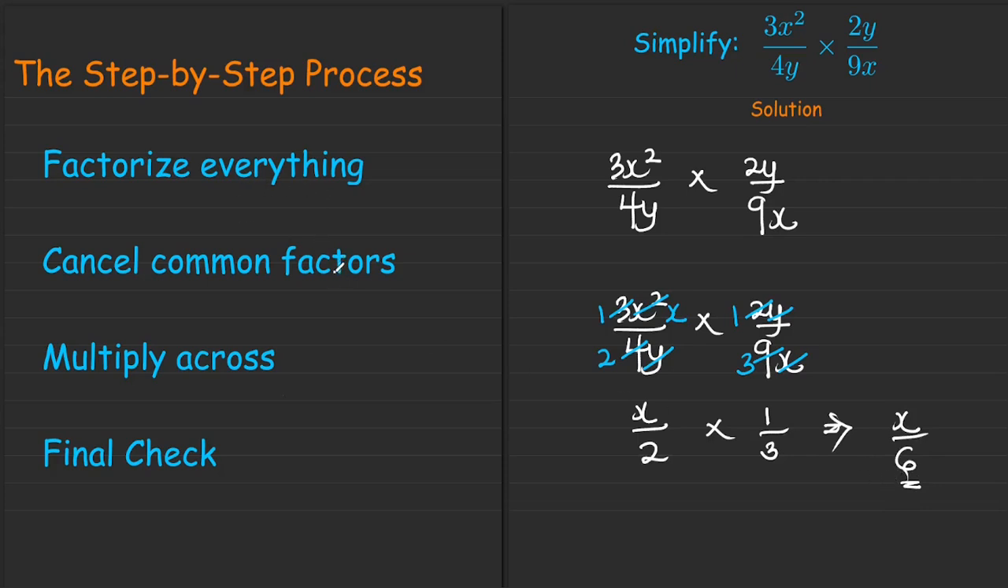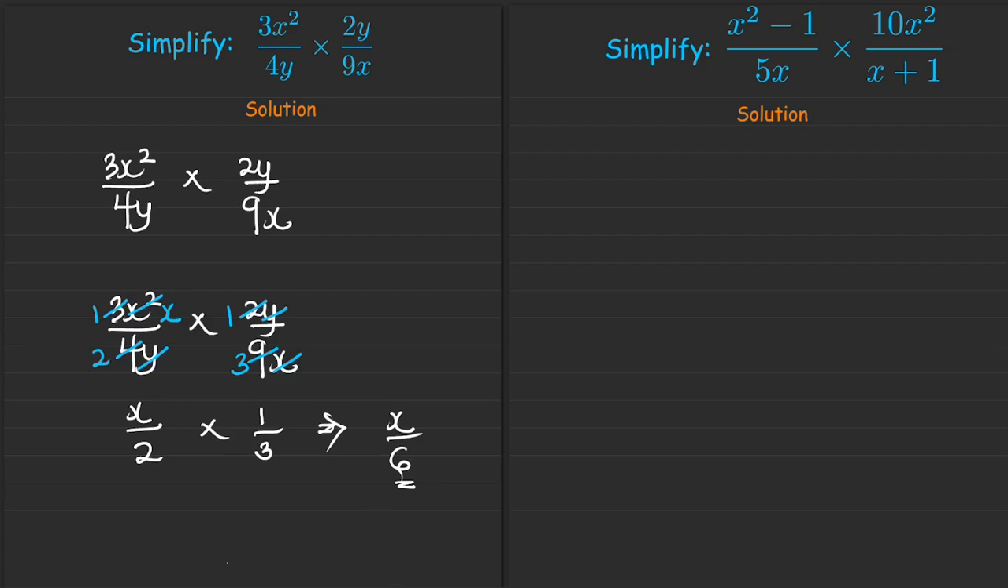Let's look at another example, and in this one we would have to do some factorizations. In this second example, as you can see, we have x squared minus 1 over 5x, then times 10x squared over x plus 1. So what do we do?